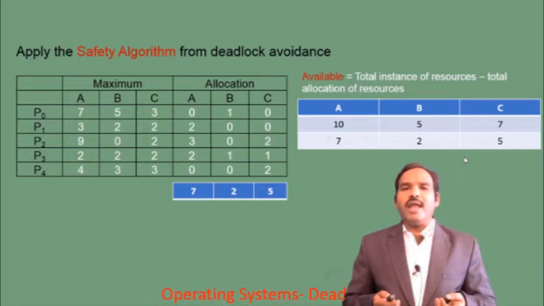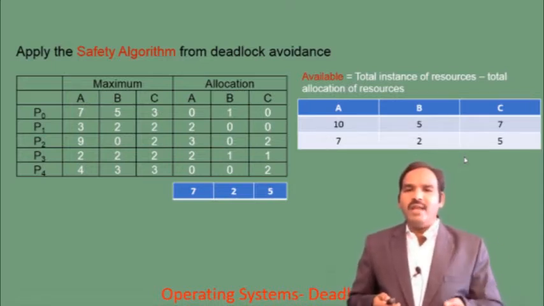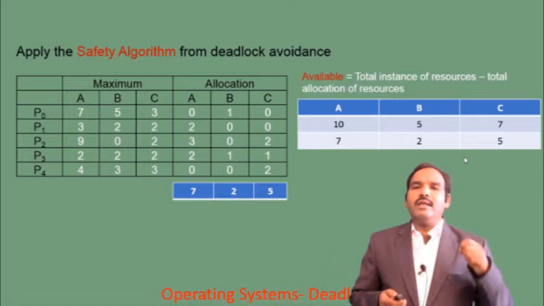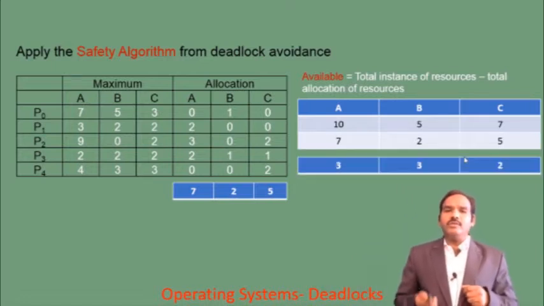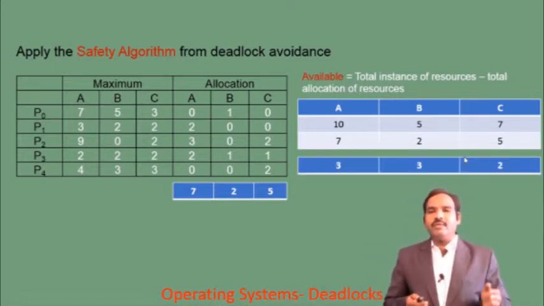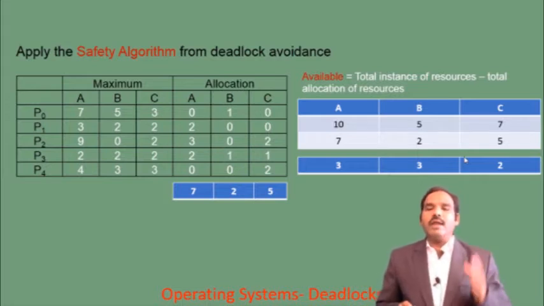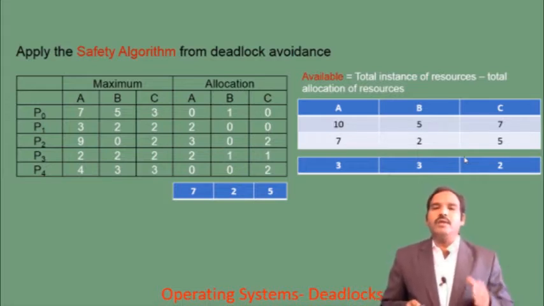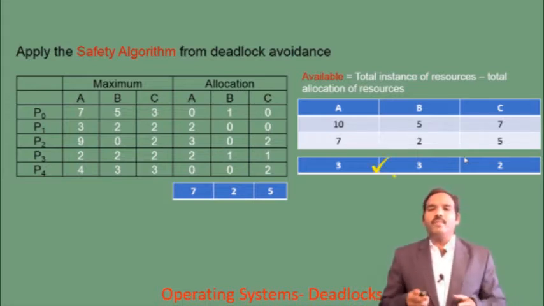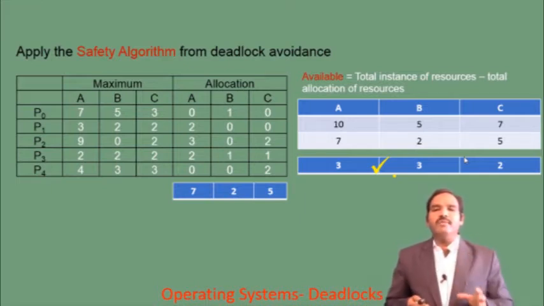And if you subtract the total allocation from the total existing instances of resources, we will get 3, 3, 2. So 3 A's, 3 B's, 2 C's are currently available. What is the current availability of resources? The current availability of resources is 3, 3, 2. So this is the point we have calculated from the given data.